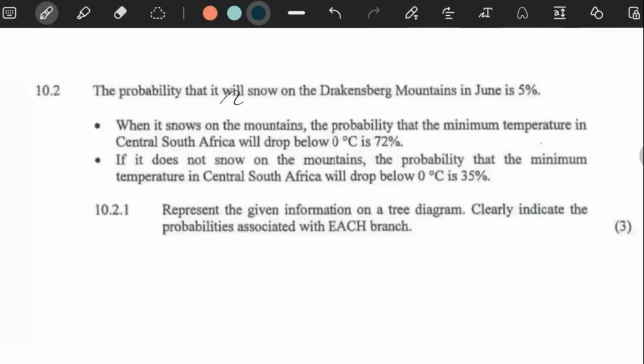It says the probability that it will snow on the Drakensberg Mountains is 5%. So this is the probability that it will snow. It is 5%. 5% is 5/100. Writing it like this makes it just a bit easier to deal with. When it snows on the mountain, the probability that the minimum temperature in central South Africa will drop below 0 degrees is 72%.